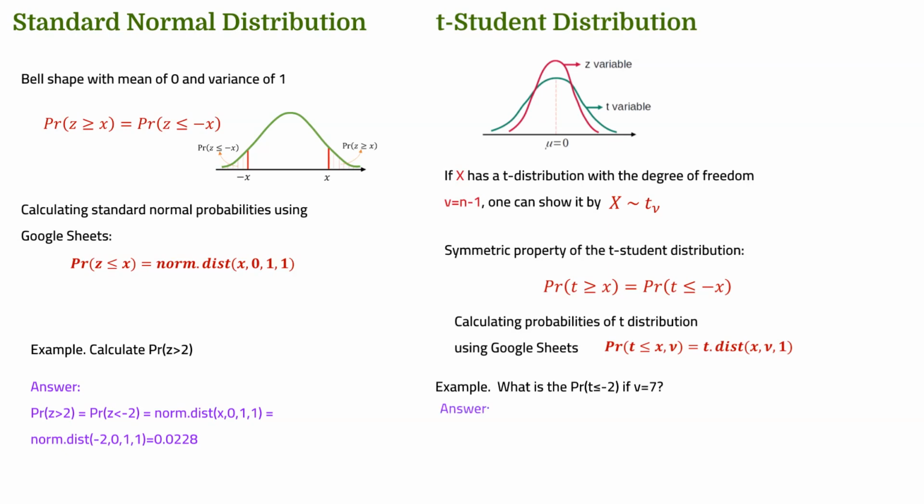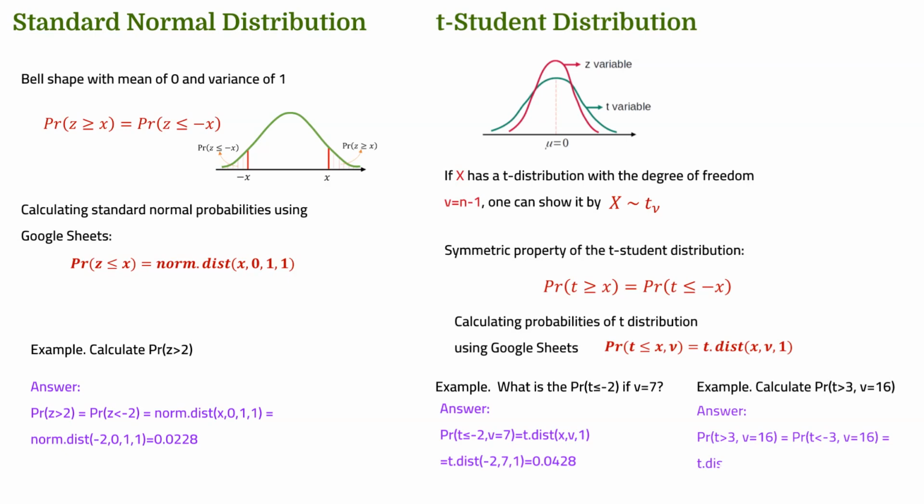Example: what is the probability of t less than or equal to minus 2 if nu is equal to 7? The answer: T.DIST(x,nu,1), x is minus 2, nu is 7, and the Google Sheet will return 0.0428. Another example: calculate the probability of t greater than 3 with the degree of freedom 16. The answer, based on the symmetric property, is the same as the probability of t less than or equal to minus 3 with the degree of freedom 16, which is T.DIST(-3,16,1), which is 0.0042.